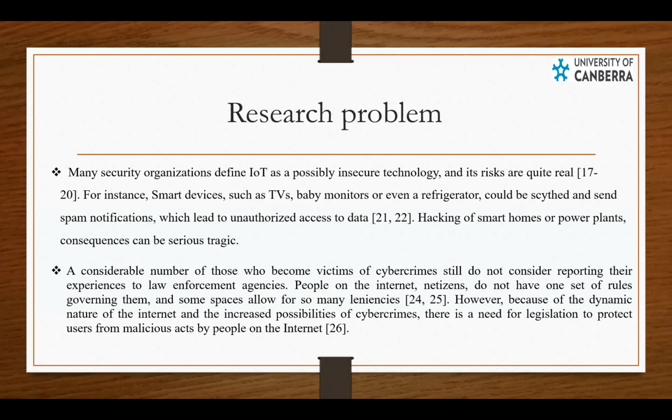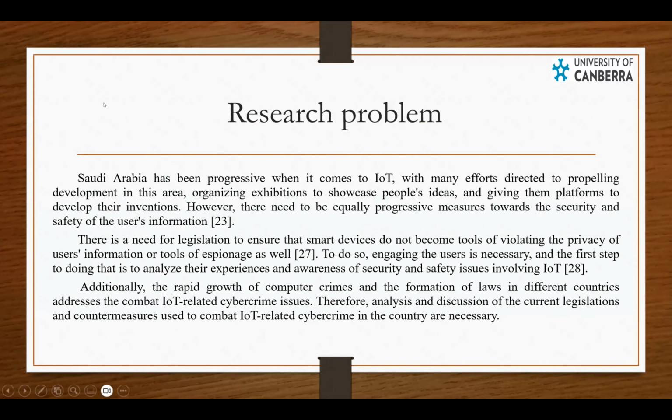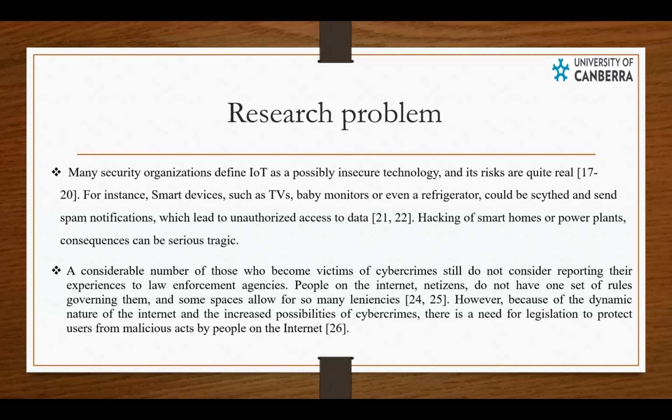The research problem. Many security organizations define IoT as a possible risk to technology, and its risks are quite real. For instance, smart devices such as TVs or baby monitors or even refrigerators could be hijacked and send spam, which can lead to unauthorized access to data or unauthorized access to the network. So hacking of smart homes or power plants, the consequences can be serious, tragic.